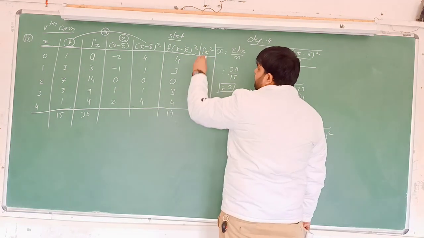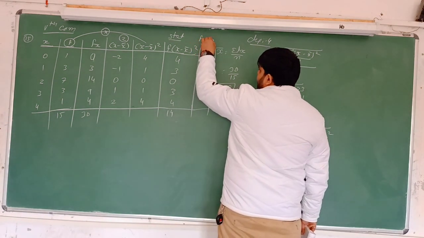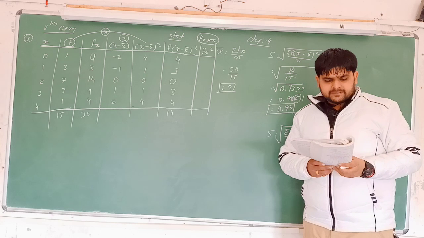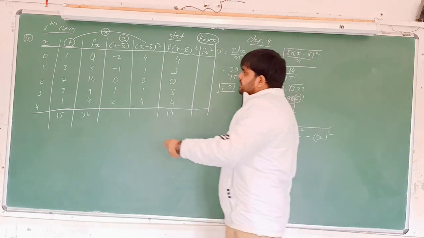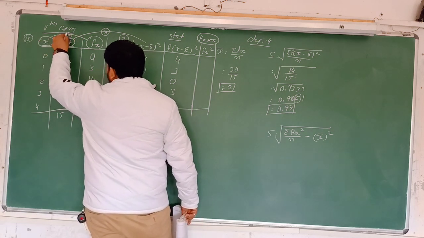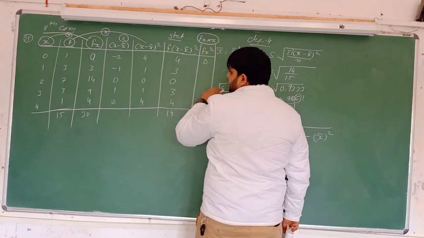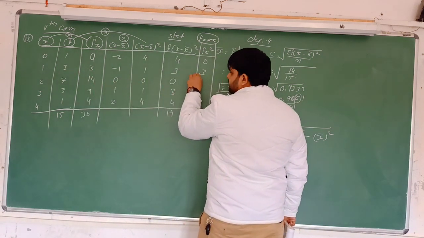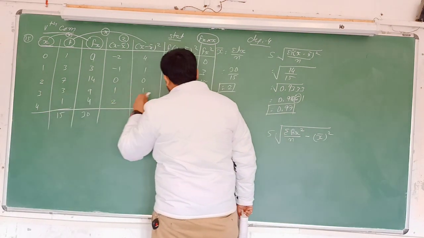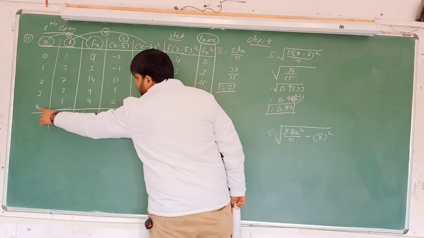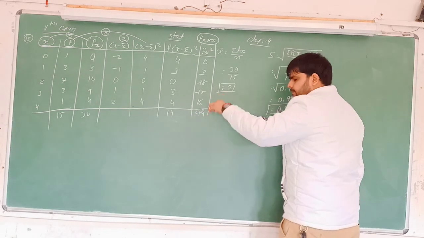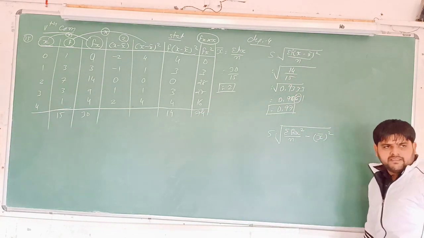It means we can say fx multiplied by x. Our fx is here and x is here, so do the multiplication of both. 0 into 0, 0. 3 into 1, 3. 14 into 2, 28. 9 into 3, 27. 4 into 4, 16. Make the total of it, 74. Clear? Simple.